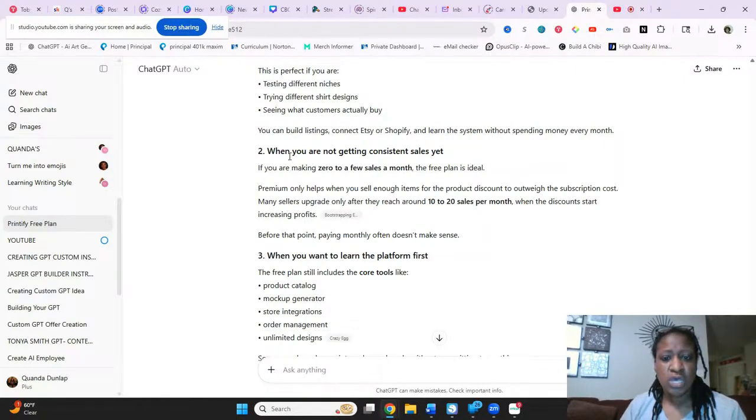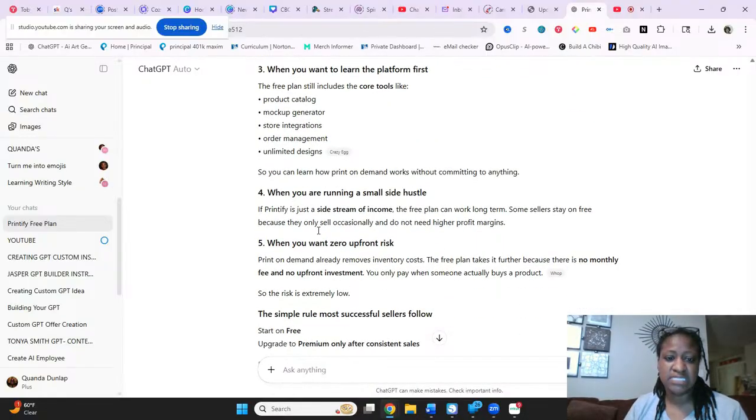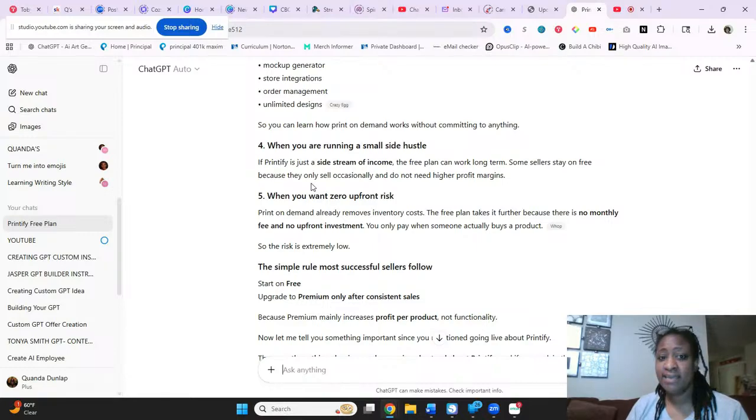Two, when you're not getting consistent sales. Three, when you want to learn from the platform first. The free plan still includes the core tools like product catalog, mock-up generators, store integrations, order management, unlimited designs. So you can learn how print on demand works without committing to anything. I think I'm going to shut my pay down and go free, honestly. I ain't gonna lie to you.